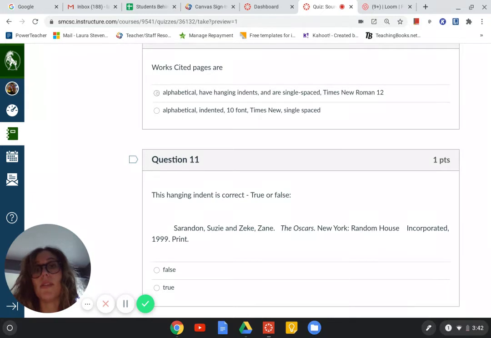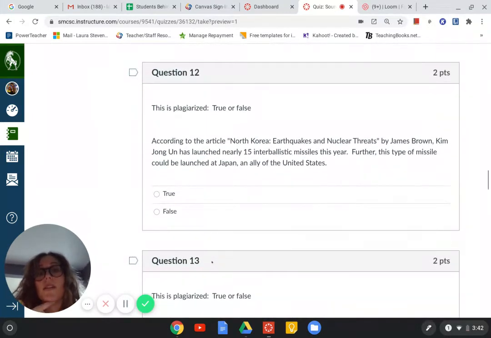Yep. It's that one. Yep, that one right there. That one. Is this hanging indent correct? Nope, it's not correct. It's just plagiarized. According to the article, North Korea Earthquakes and Nuclear Threats by James Brown, Kim Jong-un has launched nearly 15 intraballistic missiles. Further, this type of missiles could be launched at Japan.